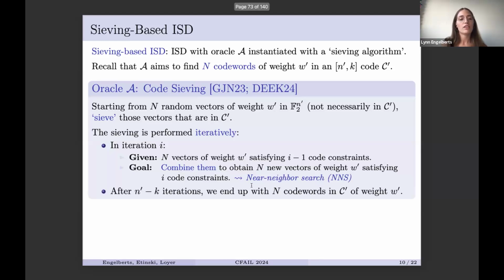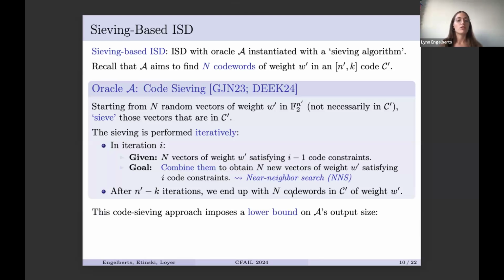And then after N prime minus K iterations, we have had all the N prime minus K equations, and we end up with capital N code words in C prime of weight W prime. Now it's important to note here that this code sieving approach imposes a lower bound on the output size of this oracle A, because we want that there are capital N solutions to this combination procedure here. And this lower bound has the following form.